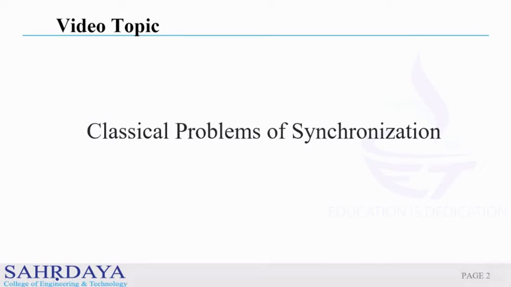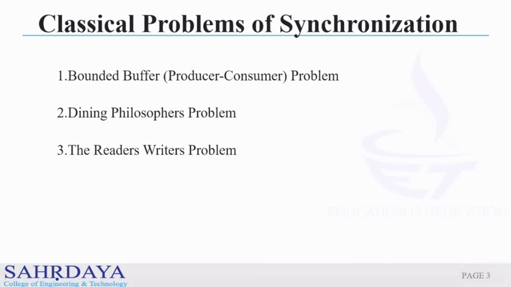In this video lecture, we are going to discuss the classical problems of synchronization. We have three problems. The first one is the bounded buffer problem, the second is the dining philosophers problem, and the third is the readers-writers problem.